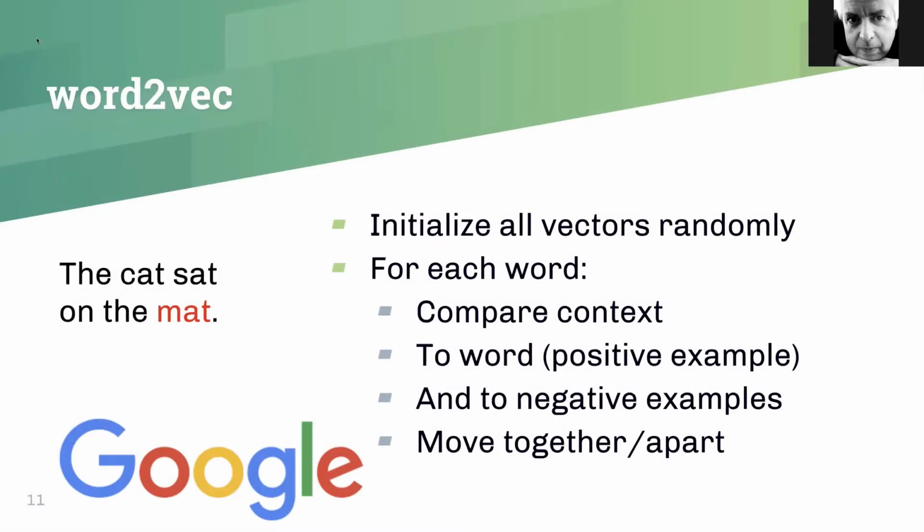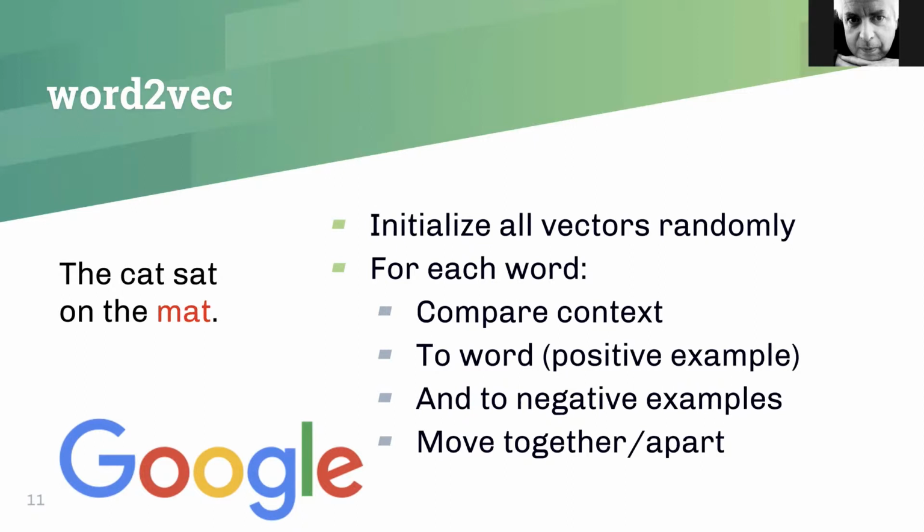First, looking at Word2Vec, and much of what I say here is going to apply to all of them. The first thing you do is you initialize all of your vectors randomly. Then you go through your training corpus, and for each word, you consider its context. So here we're looking at the word mat, and its context is the 5 words before: the cat sat on the.